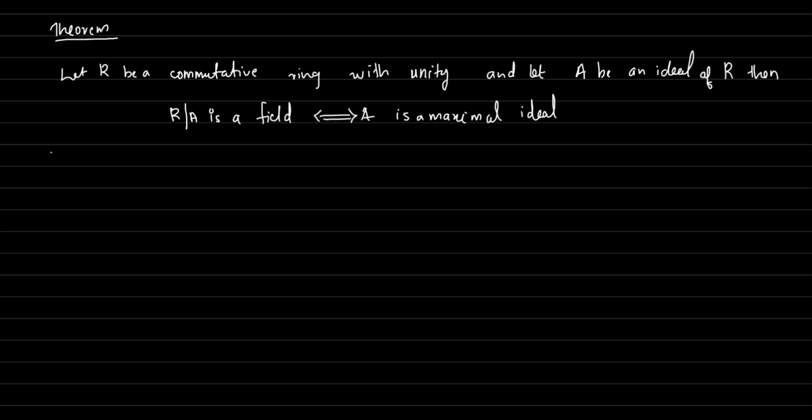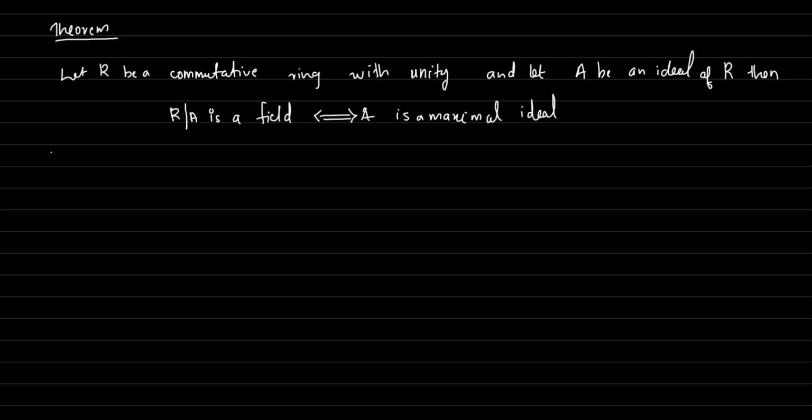Let R be a commutative ring with a unity and let A be an ideal of R. Then we are going to prove that the factor ring R over A is a field if and only if A is a maximal ideal. So if we prove this result, then we can say that if A is maximal, then R over A is a field, and if R over A is a field, then A will be a maximal ideal.